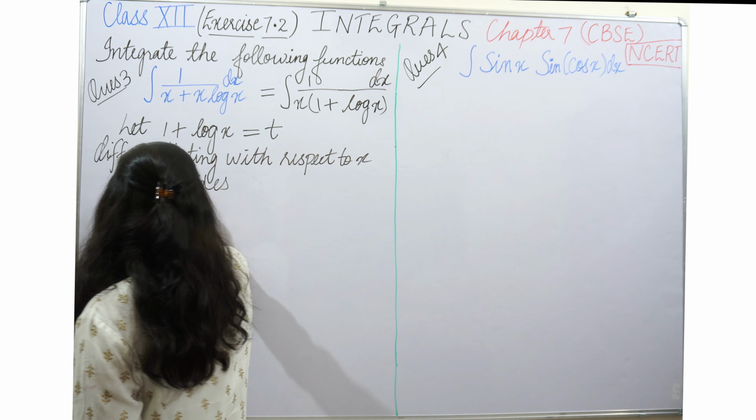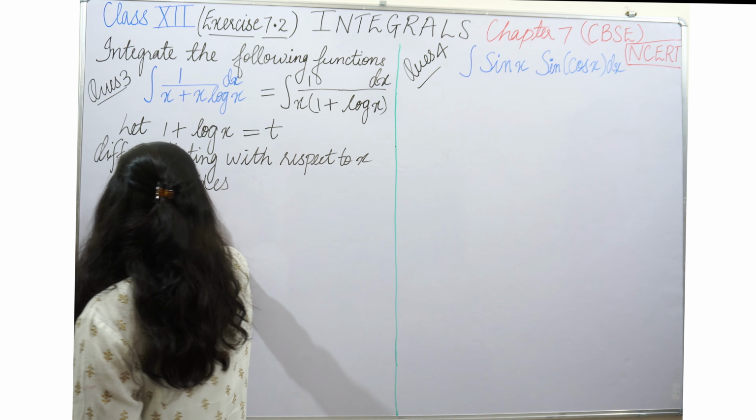So in the place of 1 upon x dx, we will be putting dt, and in the place of 1 plus log x, we will be putting t. Now it becomes quite easy to solve the integration. Okay. So let us put down the values. So now it will become integral of 1 upon t dt. So 1 upon x dx is substituted to dt, and 1 plus log x is substituted to t. Okay. So this is the method of substitution.